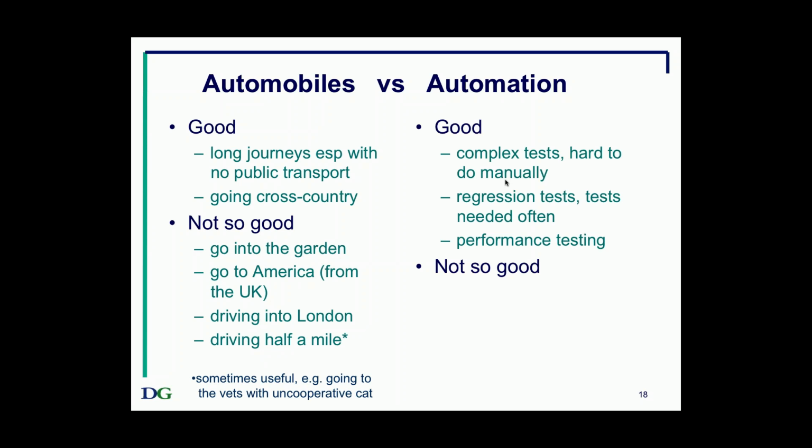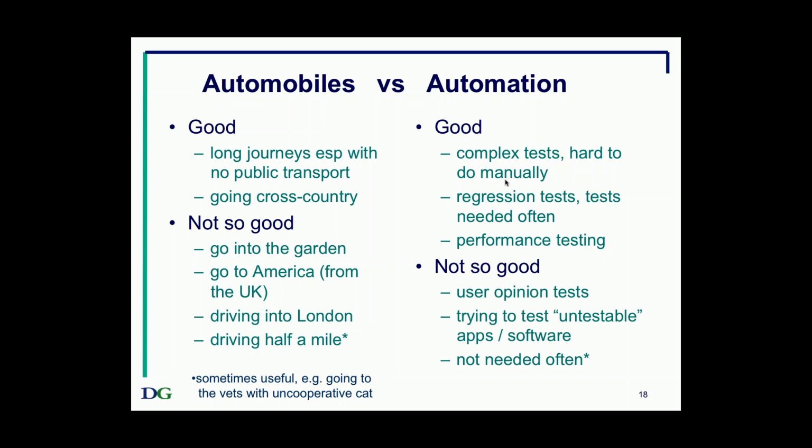But there are other things which are not so good to automate, like user opinion tests, trying to test untestable apps or software. It may not be worth pursuing, or tests that will take too much effort to automate, or tests that are not needed often. But here again, there may be exceptions, because sometimes it can be very useful. For example, if you have a test which is very complex, where you'd have a lot of finger trouble if you were doing it manually, it might be worth just automating the input for that test, because it's going to save you an awful lot of, oh, rats, I did it wrong again, I'd better start again. So I hope you find that interesting.